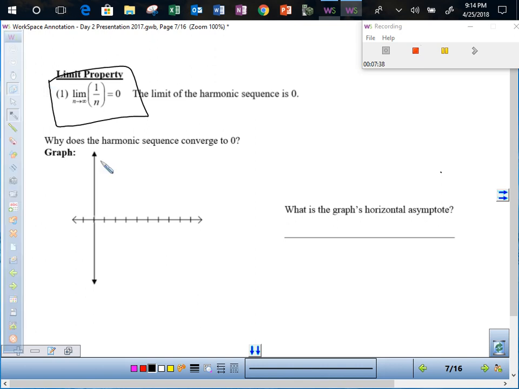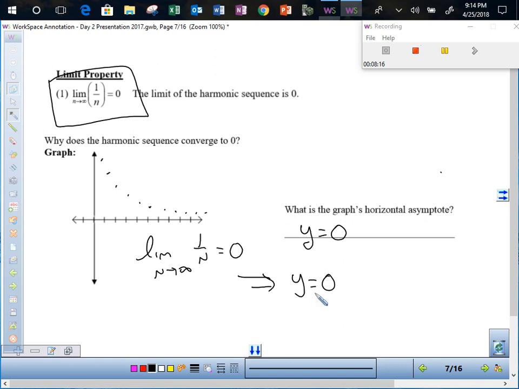Now, think about this graph. It looks like this. Anytime there is a limit, you're going to get what we call a horizontal asymptote. In this case, my y values continue to shrink, but they will never ever touch the x-axis. In this case, I have a horizontal asymptote at y equals 0. So I'm going to say that the limit as n approaches infinity of 1 over n is 0. That's equivalent to having a horizontal asymptote of y equals 0.